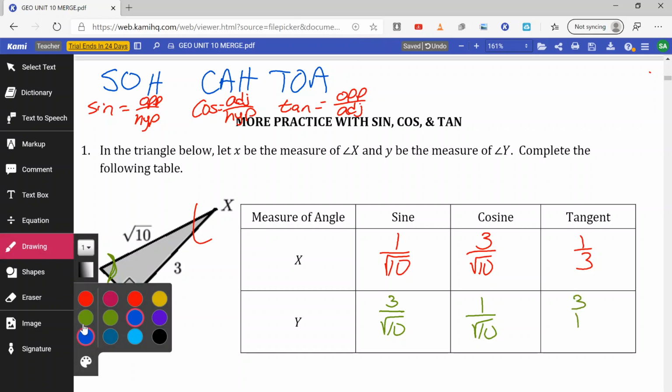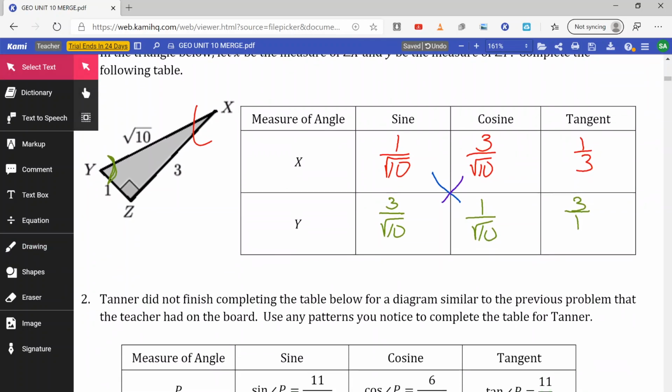So if you take notice, when dealing with one angle, the sine is going to be equal to the cosine of the other. So sine of x is equal to cosine of y. Also, cosine of one angle is going to be equal to the sine of the other. So cosine of x equals sine of y. And then the tangents are inverses. So 1 over 3, we flip it to be 3 over 1. And we can actually use that to our advantage in order to fill in a chart like this.